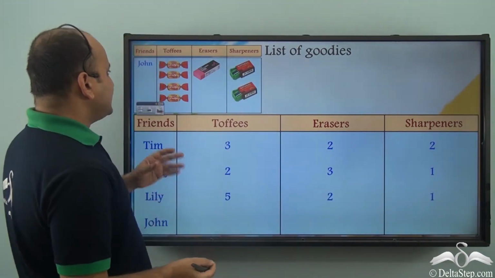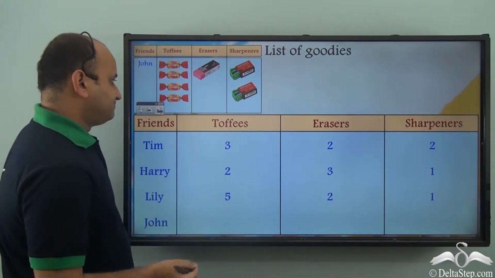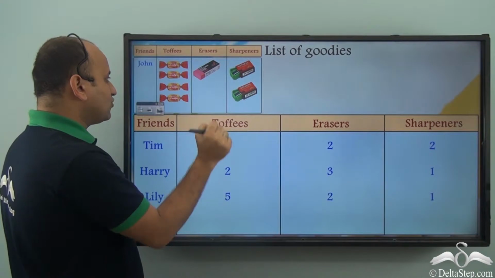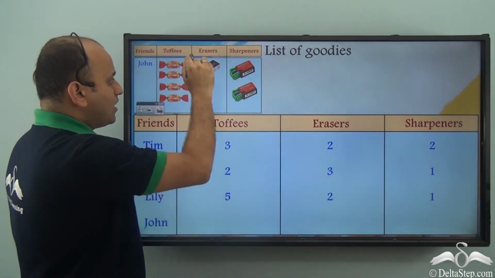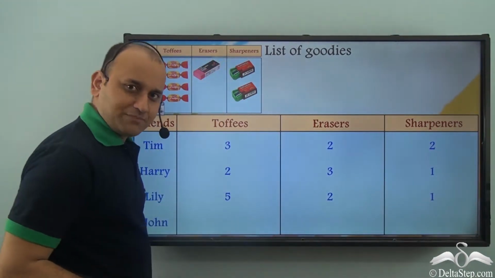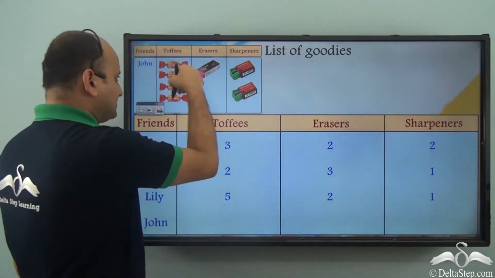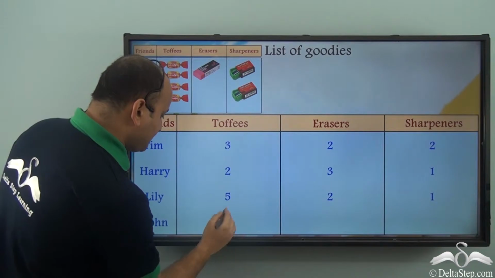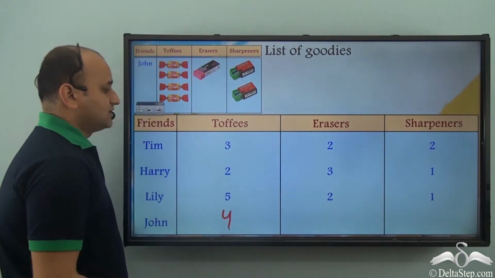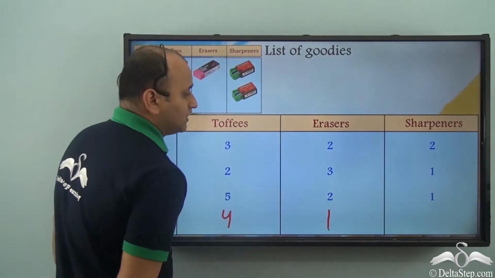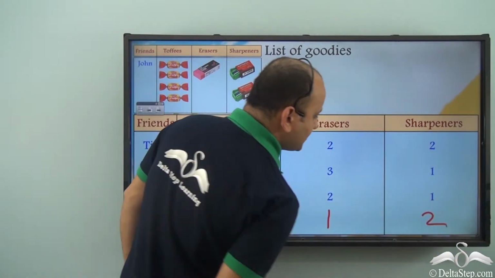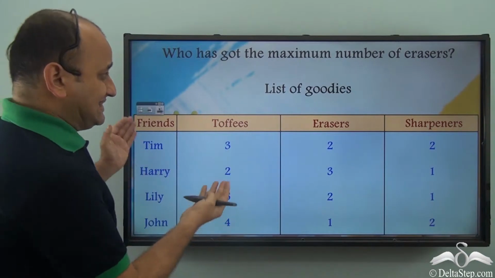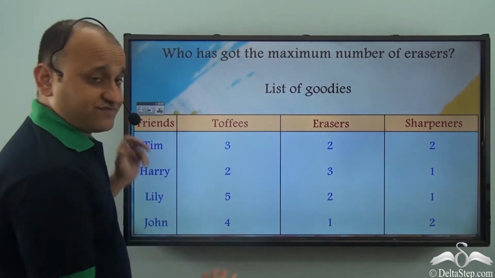Now let's see what John collected. Okay, so you have a pictograph again, and in this pictograph you have 4 toffees, 1 eraser and 2 sharpeners, isn't it? So from this we can extract the information that he collected 4 toffees, 1 eraser and 2 sharpeners. So this is the final list which you have.